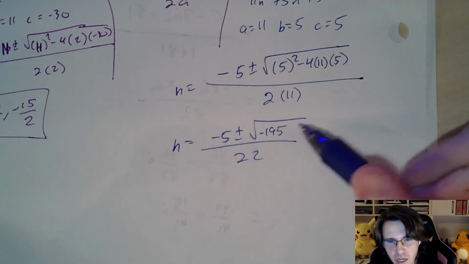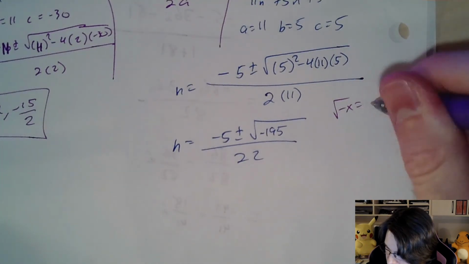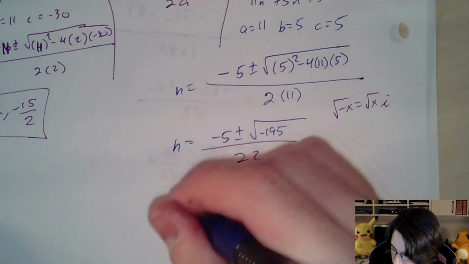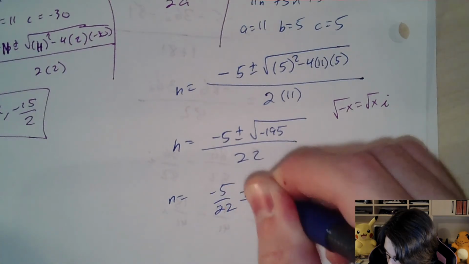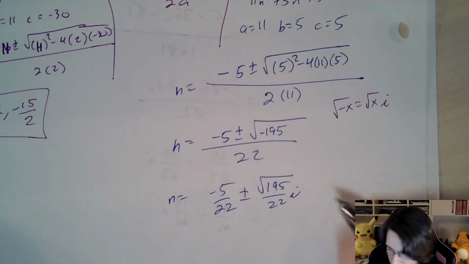Anytime I have a square root that has a negative in it, like the square root of negative x, we simply make it the same thing with an i on the outside. So for our final answer, we rewrite this as negative 5 over 22 plus or minus the square root of 195 over 22, with an i on the outside.